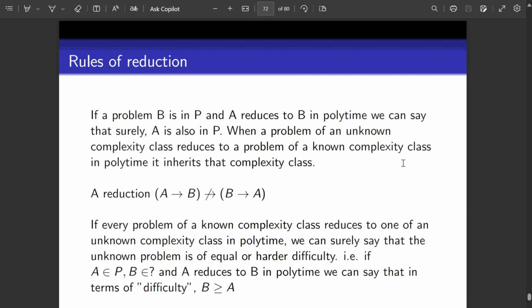So if A is in P and B is in some mystery complexity class, and A reduces to B in polytime, we can say that in terms of difficulty, B is of equal or harder difficulty than A.